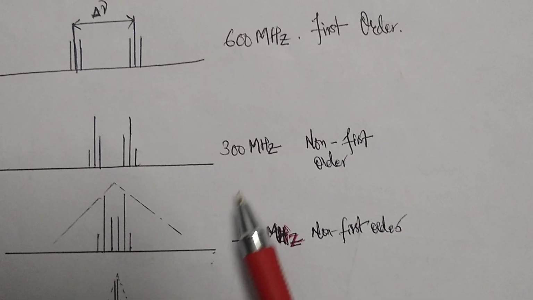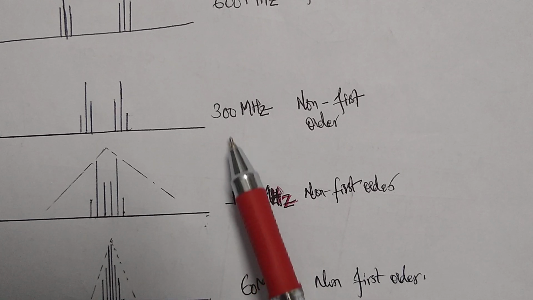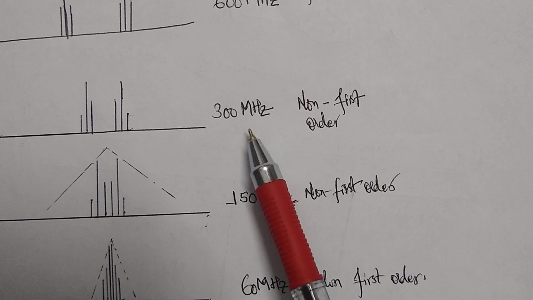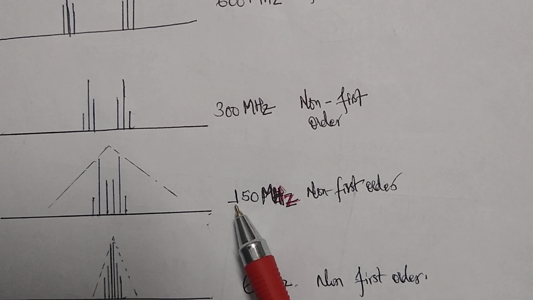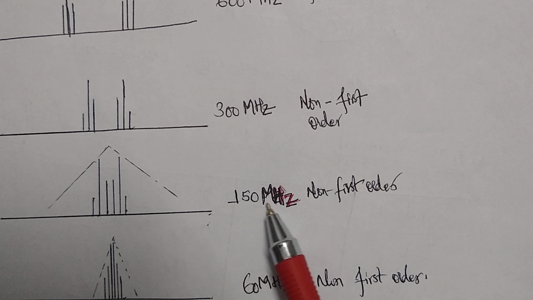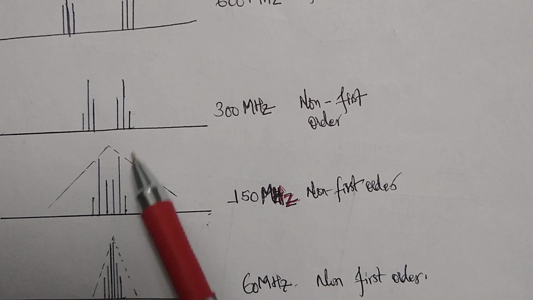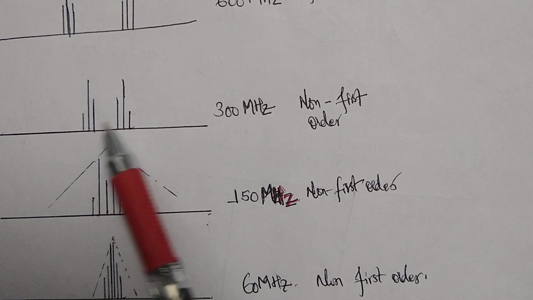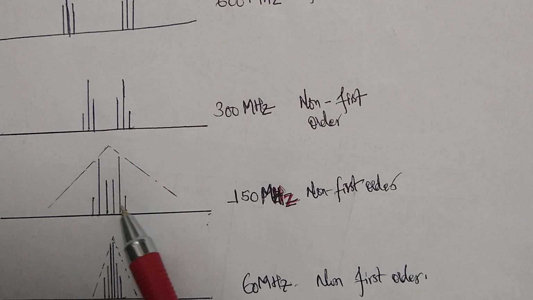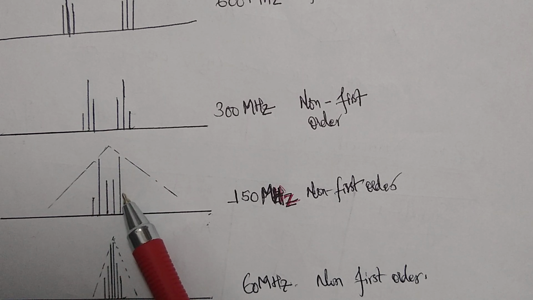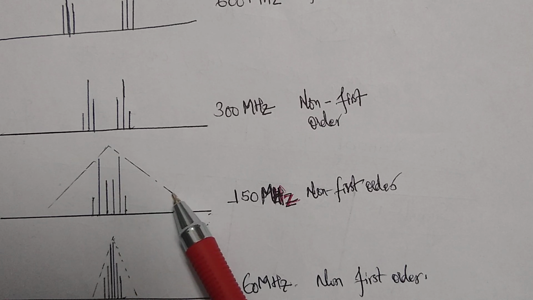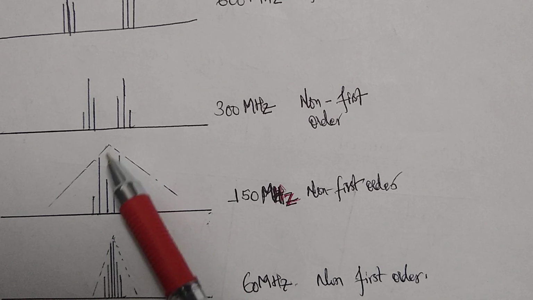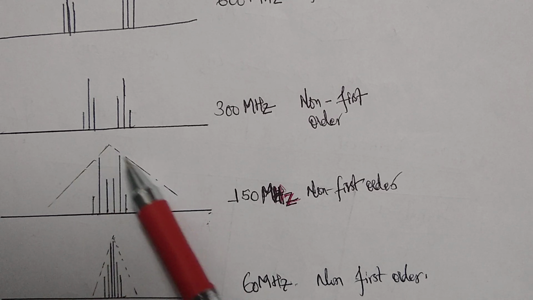With that, if we decrease the instrument operating frequency more, then here it will be 150 MHz. These two multiplet signals will again come closer to each other with more decrement in the outer spikes and more increment in the inner spikes, which results in this kind of roof shape.